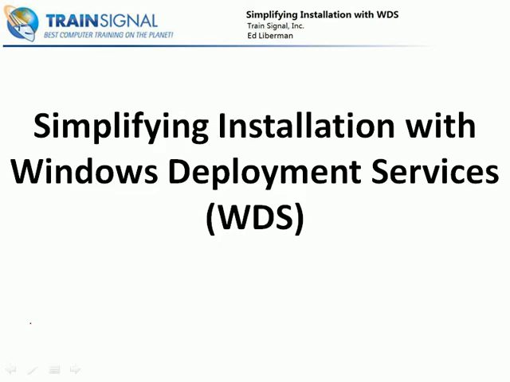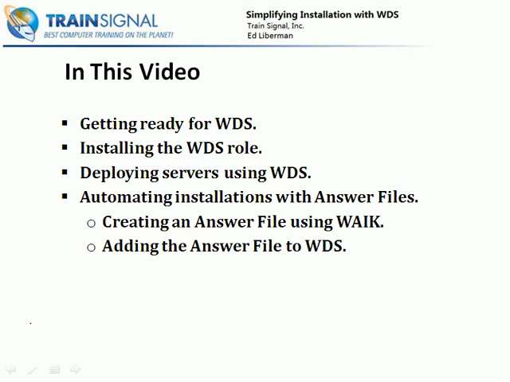using Windows Deployment Services. In this video, I'll start off by talking to you a little bit about what we have to do on our network to get ready for Windows Deployment Services, or you'll see here I have WDS for short. Then we'll actually go in and take a look at our network where we will install WDS, we'll deploy a couple servers using WDS, and then we'll see how to further automate the installations using answer files, which we will create using the Windows Automated Installation Kit. And then, of course, add that answer file to WDS and see how it all comes together.